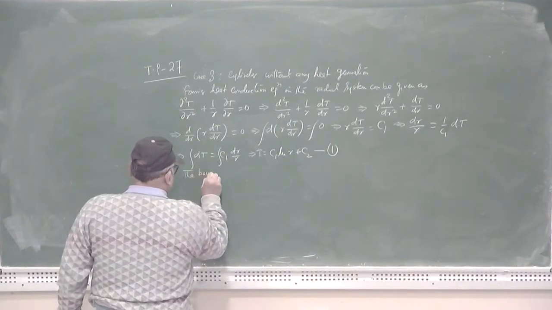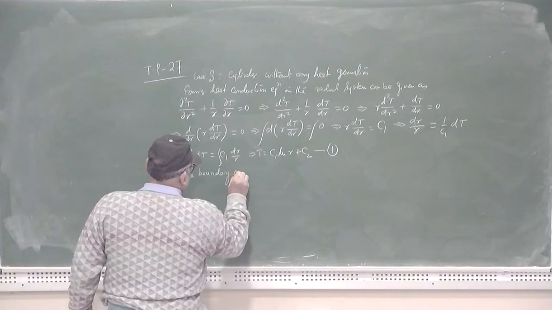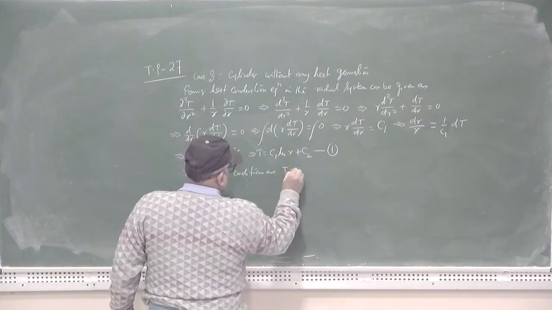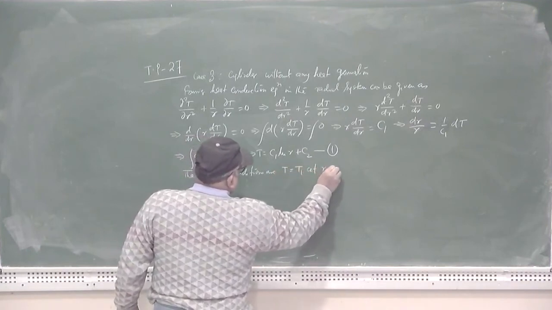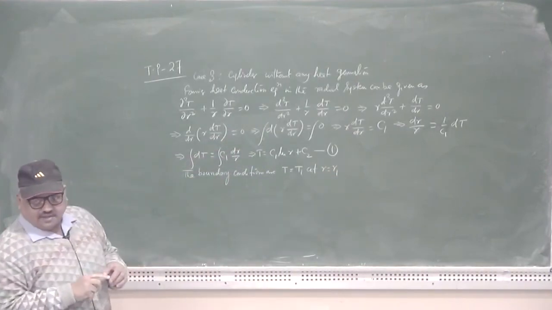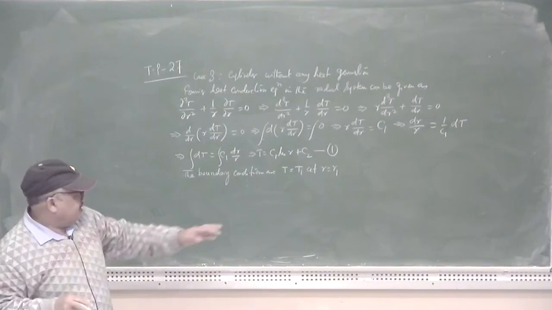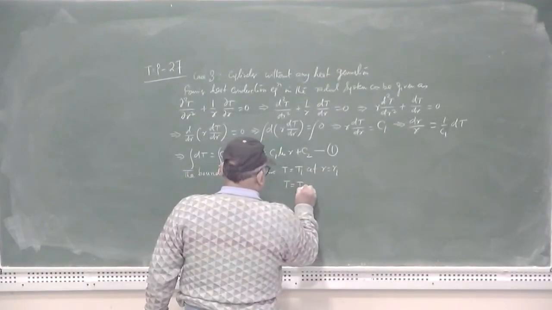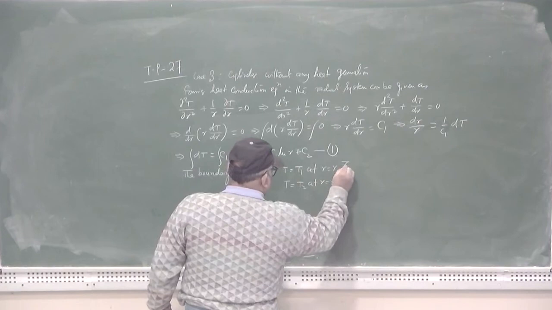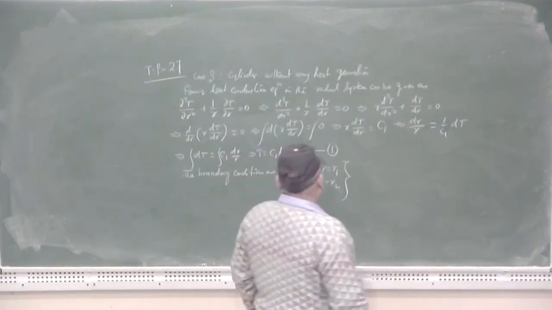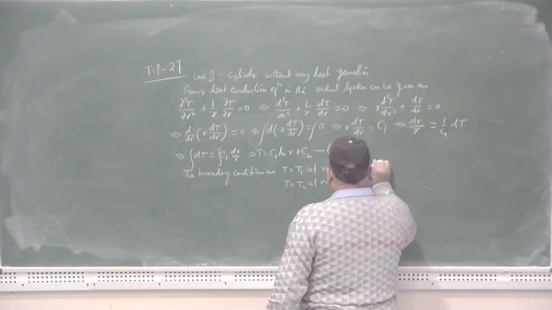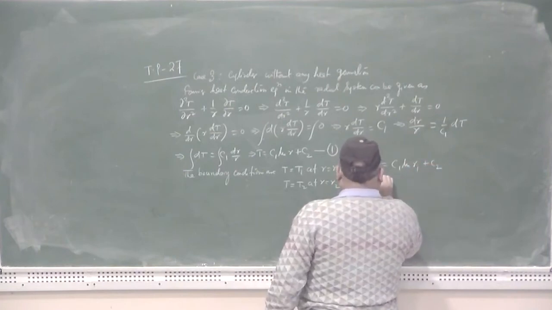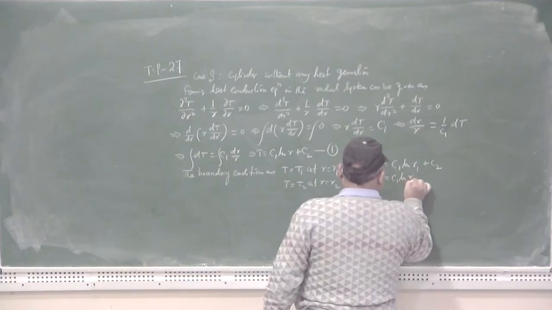Now taking the boundary conditions, the boundary conditions are r equal to r1, that is internal diameter, at T is equal to T1, and T is equal to T2 at r is equal to r2. Keeping these two boundary conditions in view, the equation number 1 can be expressed as T1 that is equal to C1 ln R1 plus C2, and T2 equal to C1 ln R2 plus C2.